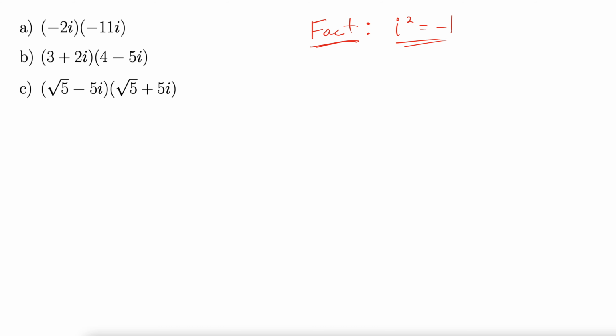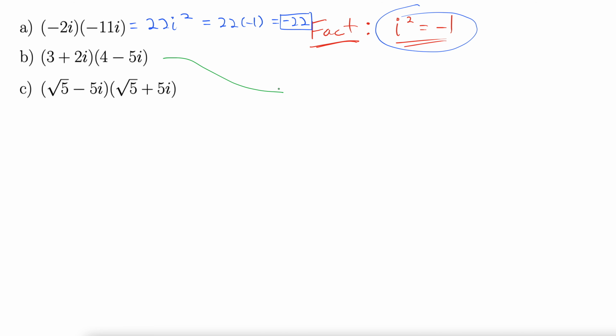Let's try A. So here we'll treat i like an x at first. So -2 times -11 is +22, and then i times i is i squared. But our super important fact here says that i squared is -1, so this is 22 times -1, which we'll write as -22. There we go. Okay, so the only difference is i squared is -1 now. Let's take a look at B.